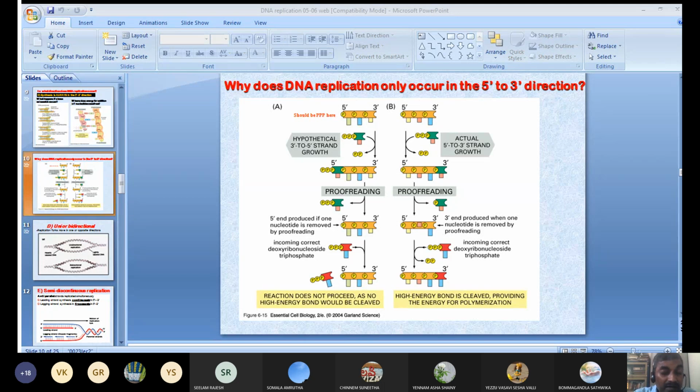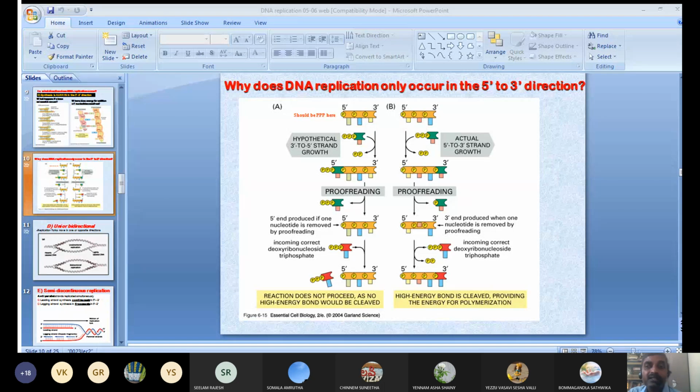And the phosphate should always be a triphosphate. Then only it can join the 3' OH group with the 5' phosphate group. If there is only a single phosphate at the 5' end, then it won't be joined. There is another enzyme which can be used for that joining.